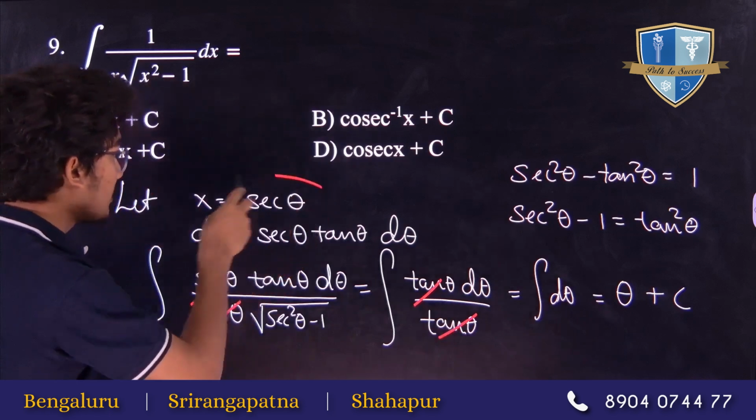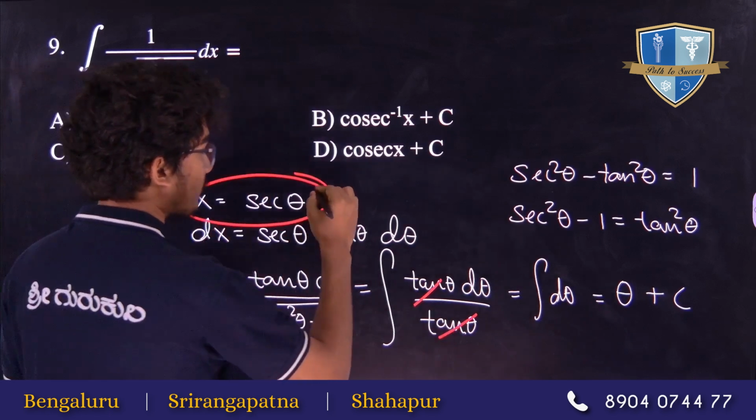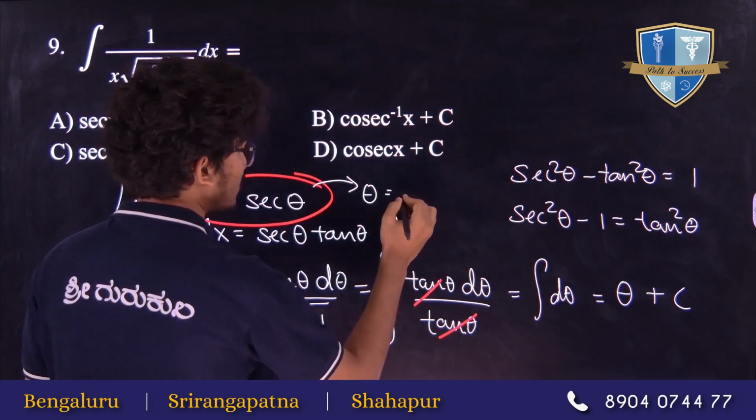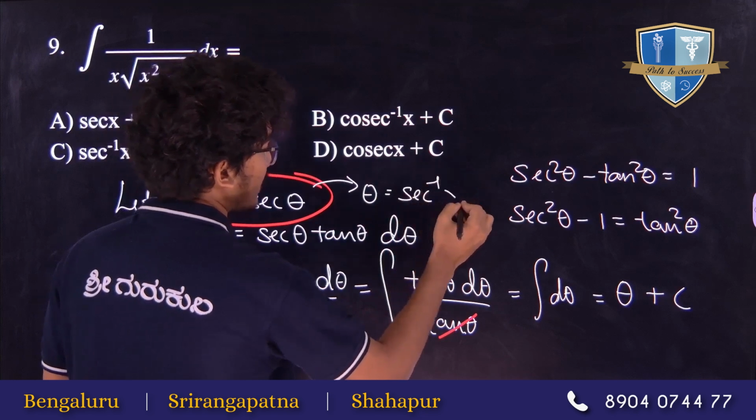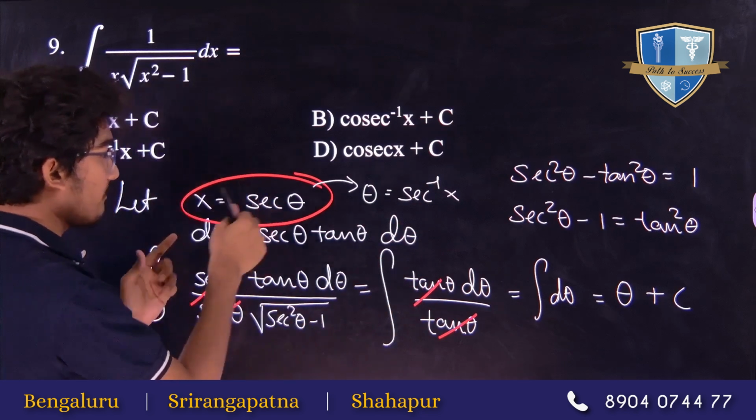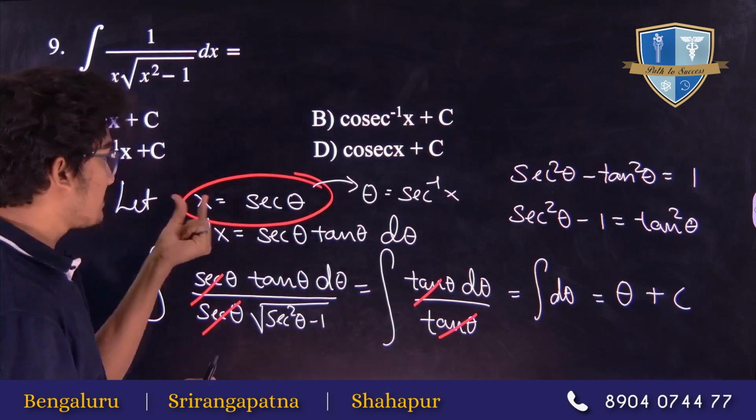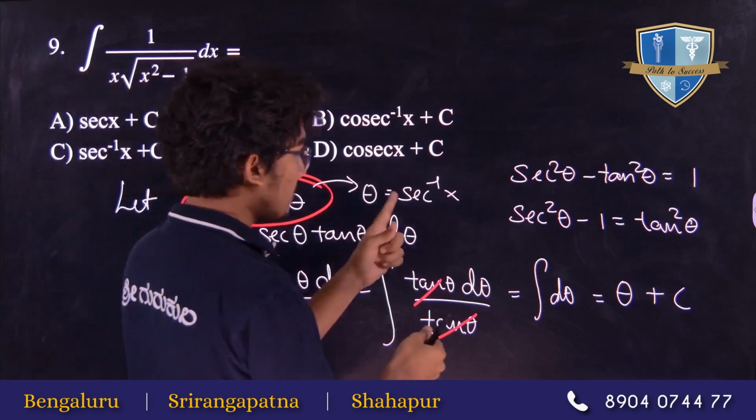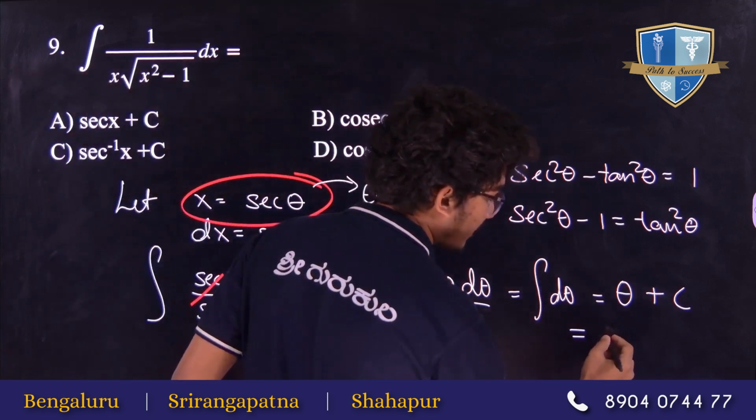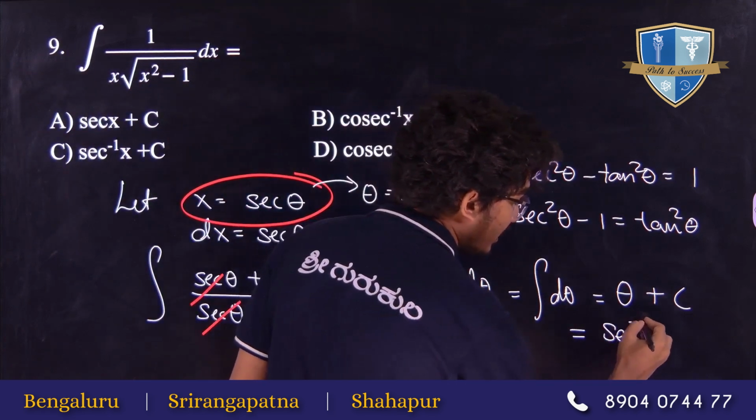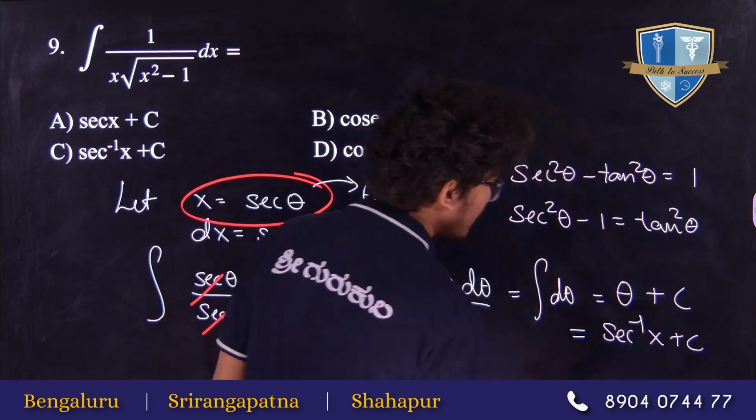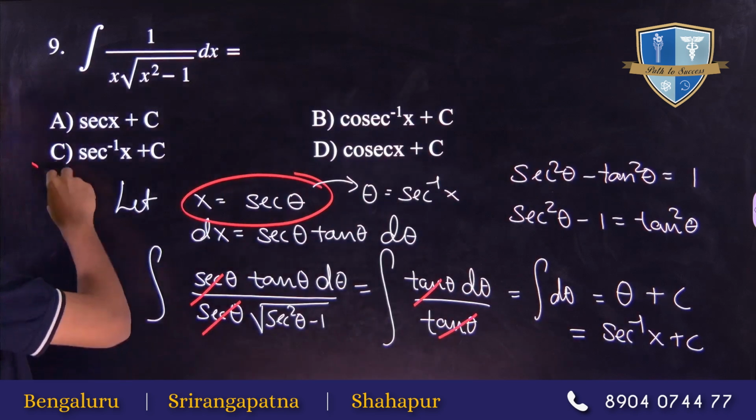We can use this equation. From this equation, theta is equal to sec inverse x. We take sec inverse on both sides, so sec inverse x will be equal to theta. So instead of theta we will write sec inverse x. The final answer will become sec inverse x plus c. Our option C is the correct option.